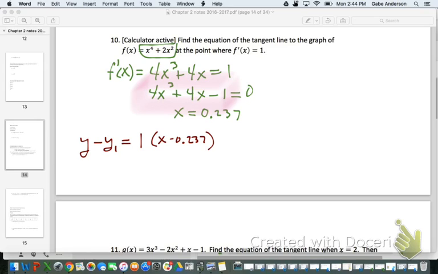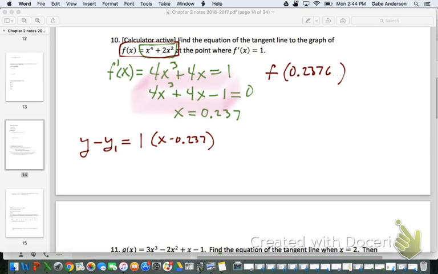How is it that I could find the y coordinate? You plug the x into the original. Yep, plug it back into this. Okay, so I'll just do this off to the side here. It'll be f of 0.237, we're just going to plug that back into the original. So you're going to take it to the 4th and plus 2 times that squared, right?